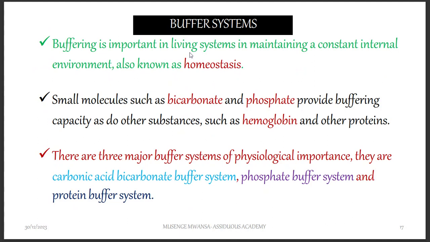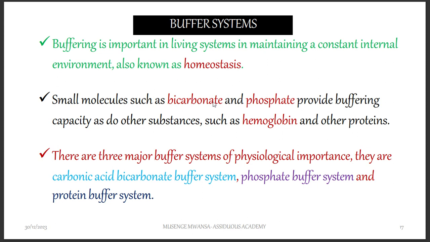So buffers, simply, we can say they are there to maintain homeostasis. Homeostasis is maintaining a constant body environment. If you feel cold, the body tries by all means to maintain your temperature so that you feel warm. If you are feeling not okay, maybe tired, the body is trying to maintain you in a nice state. If you see a lion, the body wants you to be able to react so that you come back to a normal state. All those are buffers.